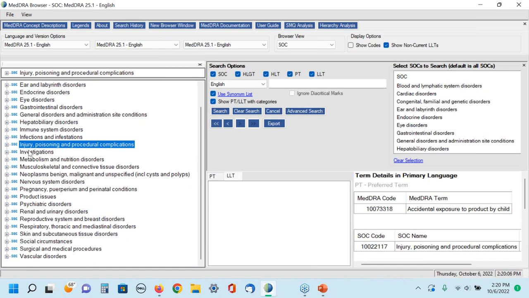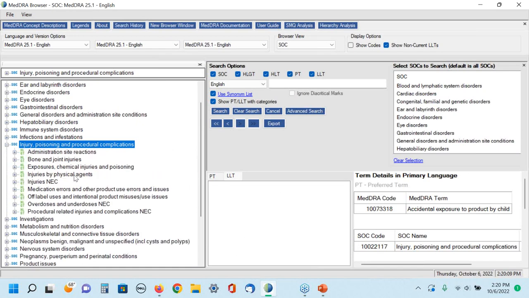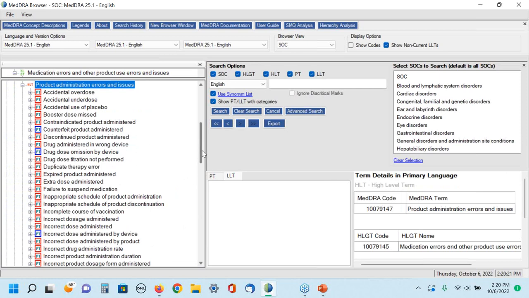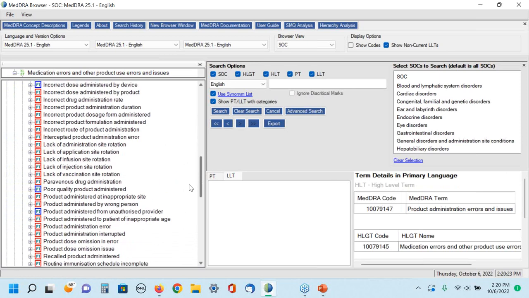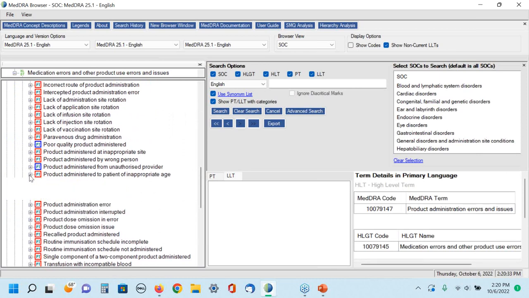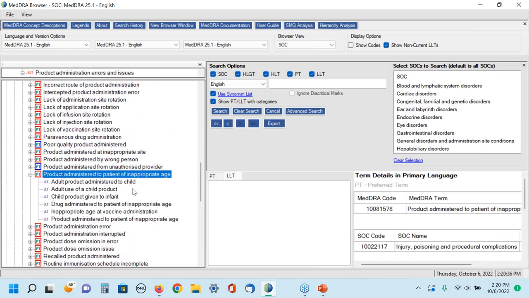Okay, so the first thing is I'll go again into injury, poisoning and procedural complications. I'll go into medication errors, looking for help here. This again is one where it's a product administration error or issue. And I look under that HLT. And as I scroll down through the PTs, I actually find a PT that is called product administered to patient of inappropriate age. And when I click on that one, going through it, I am able to find inappropriate age at vaccine administration.